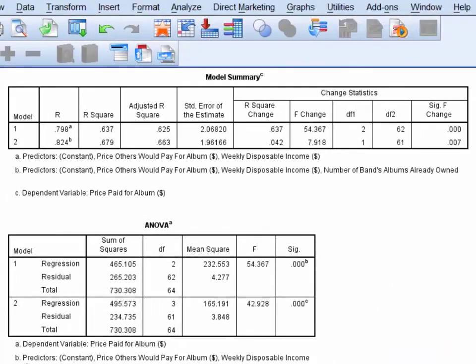Now looking back up at the model summary table, we can see that the 3 predictors in combination can account for 67.9% of the variance in price paid for the album. This 3 predictor model also has predictive utility. The difference between R squared for the 2 predictor model and R squared for the 3 predictor model is 0.042. To determine whether this proportion of incremental variance is statistically significant, we need to refer to the F-change test, and in this case, it is.